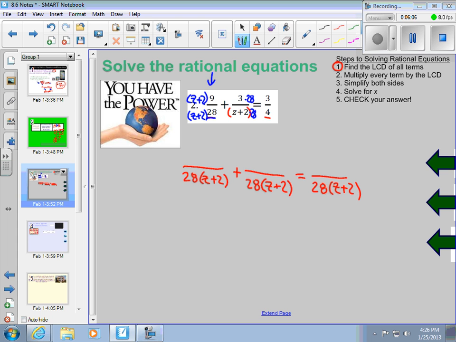Our last fraction, the one on the right-hand side of the equals, is missing a couple of things. First off, we need to get to 28. So what do we have to multiply 4 by to get to 28? 7. So we're going to have to multiply by 7. And it's also missing that z plus 2 quantity, so we're going to have to also multiply by z plus 2.